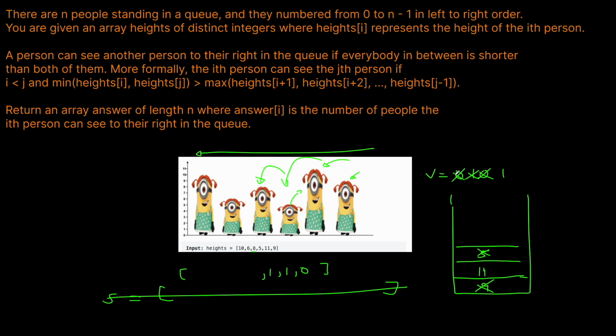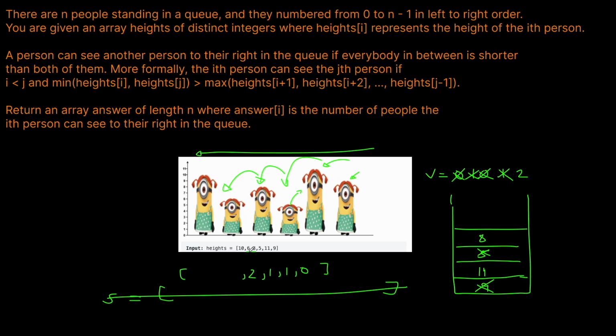But since there is someone greater than to the left of us, or to the right of us, and we know that because the stack is not empty, we can actually increment our visible by 1, and then we're going to put that into the result array. Then we move to this person, and we also put their height into here. So the stack is going to have 8, and it's going to have 11.